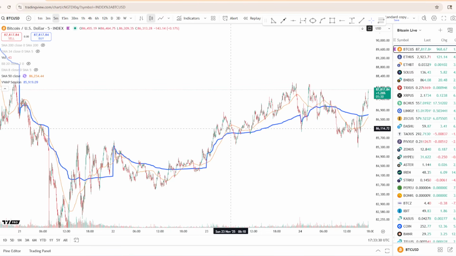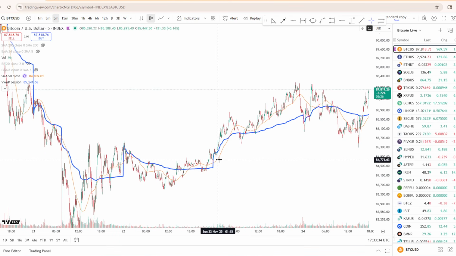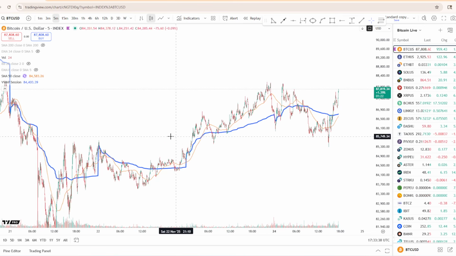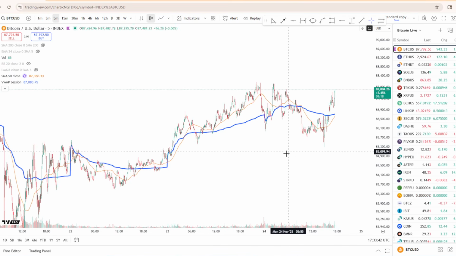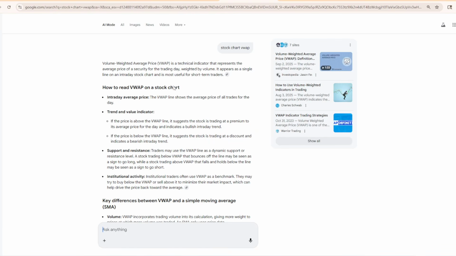And you can experiment with VWAP. You can experiment with different inputs. You can do different things. But the idea is that it should be support. You can use a crossing of it as a buy or a sell signal. And price above it is bullish momentum. Price below it is bearish momentum. This is the VWAP, or the Volume Weighted Average Price.